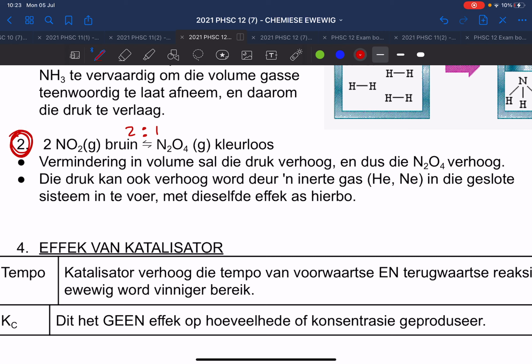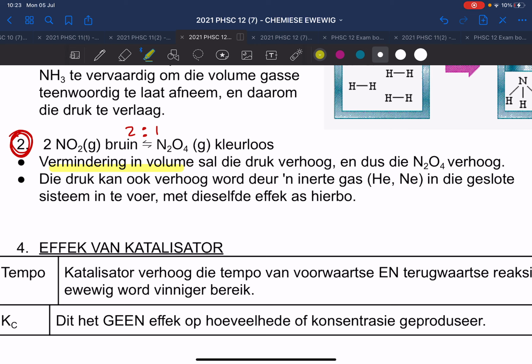So goed. Let's say we decrease the volume. Maak die volume minder. That is like increasing the pressure. Maak die volume minder. Which side will be favored? The side with the smallest amount of moles. Watter kant is dit? Die voorwaartse reaksie. Wat gaan meer gemaak word? Die kleurlose gas. The colorless gas will be made more of.